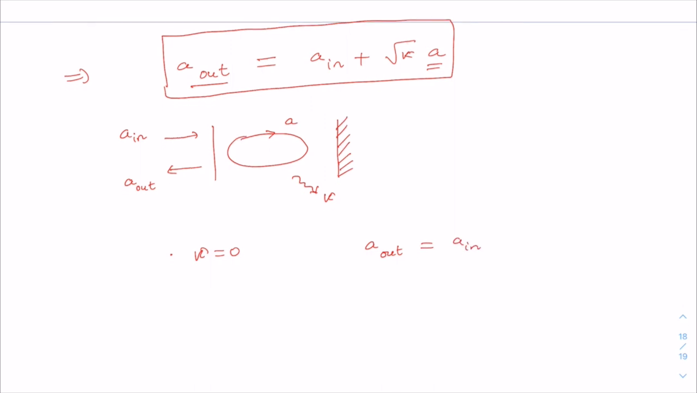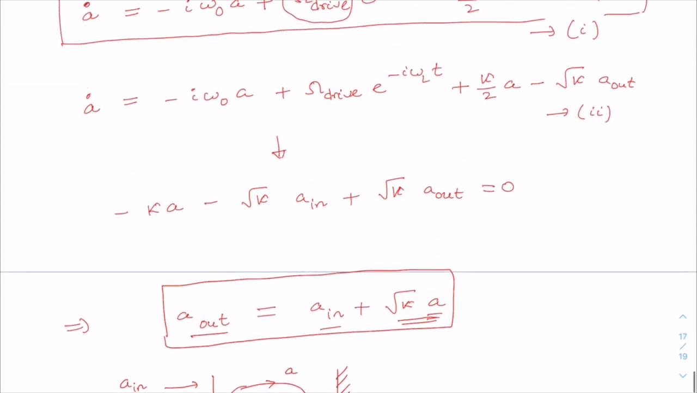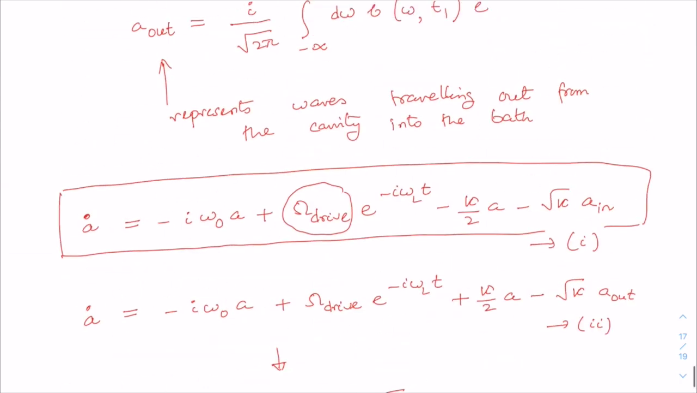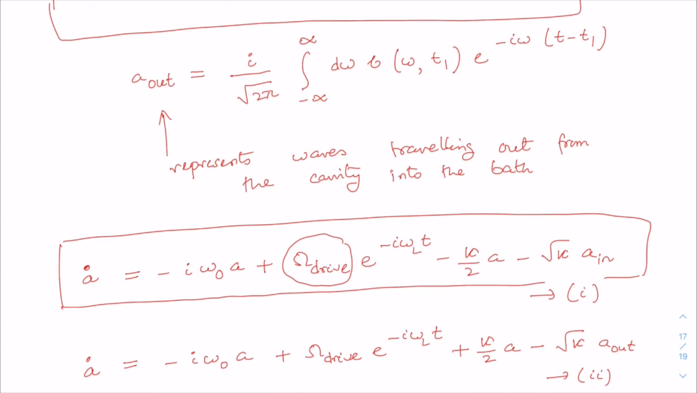On the other hand, if kappa is not equal to 0, then as you can see the output is the sum of the incident field reflected at the cavity entrance, and the contribution emanating from the cavity mode is given by this part. Please note that here the cavity mode A is a function of A in, as is evident from this equation here.